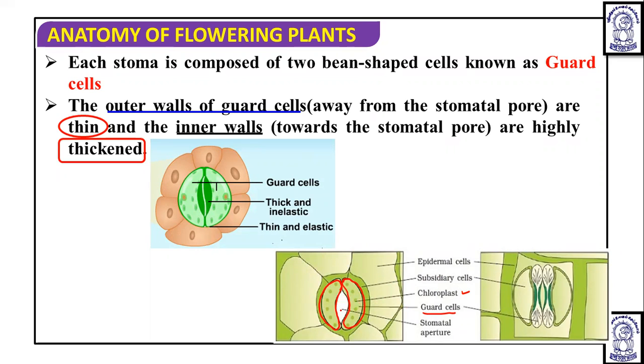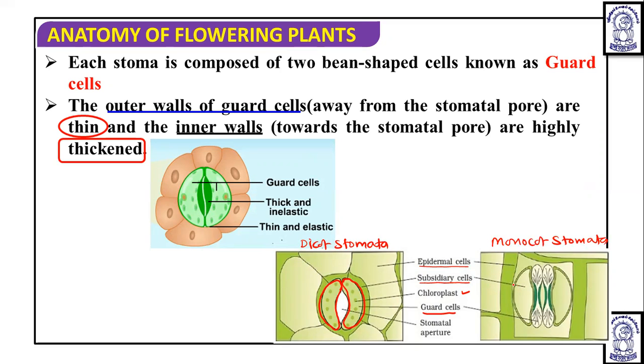The pore found in the center is known as the stomatal pore or stomatal aperture. The specialized cells surrounding the guard cells are known as subsidiary cells. On the outside of the subsidiary cells, you will see the epidermal cells. So this is the dicot stomata, whereas this is the monocot stomata.